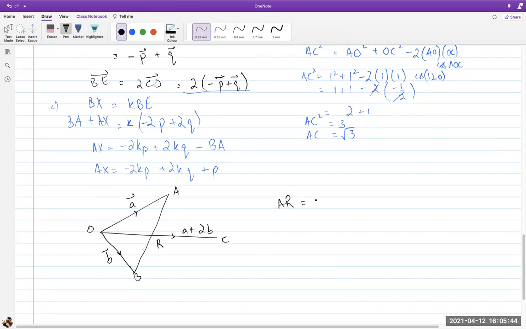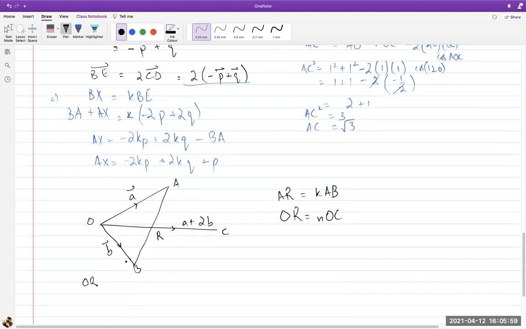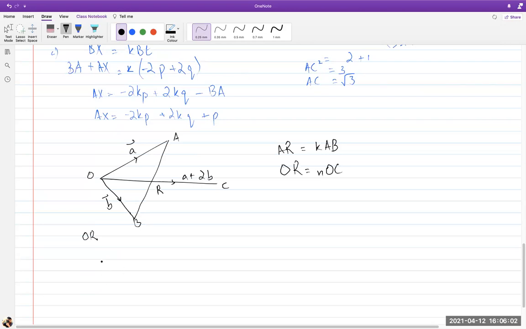Other information that we have is that AR is equal to K times AB, and OR equals N times OC, which is pretty simple. So we want to find OR in terms of K. Okay, so what is OR? We can say that OR is O to A plus A to R, right? And what's A to R? It is OA plus K times AB.